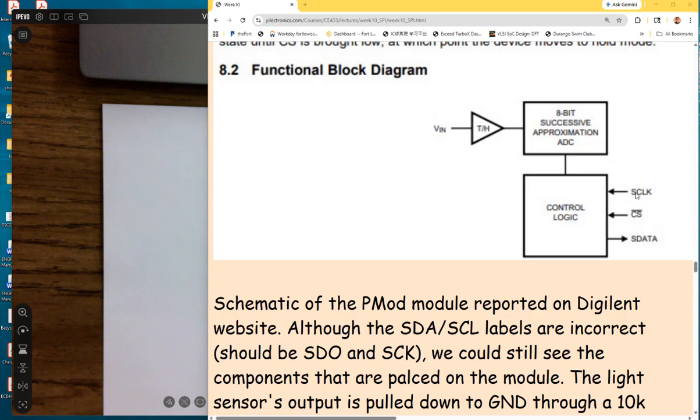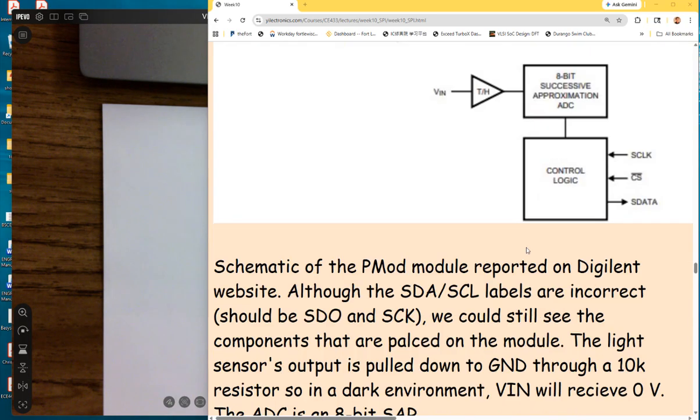So ICLK is what? ICLK definitely will be SCK, right? It's directly just SCK. So CS will be SS. SDATA is SDO. Okay? So this one is not taking anything in. It's just outputting to the leader, right? To the leader device. So this is actually SDO.